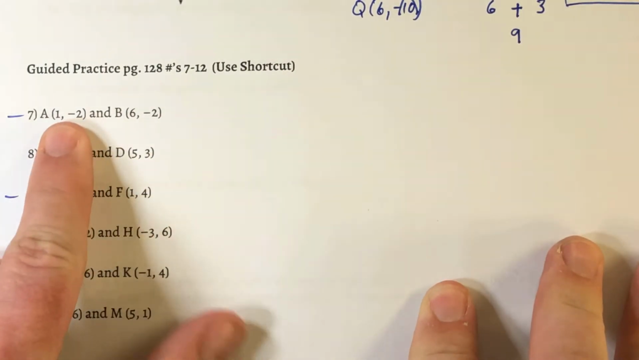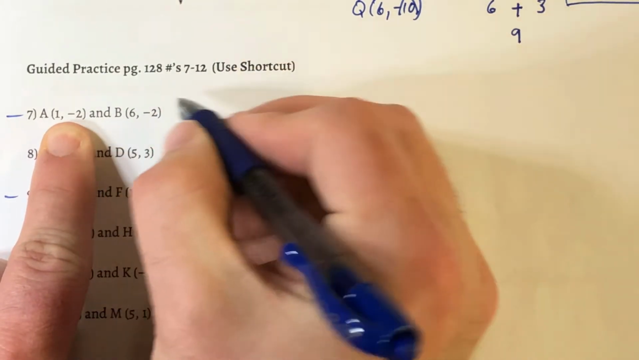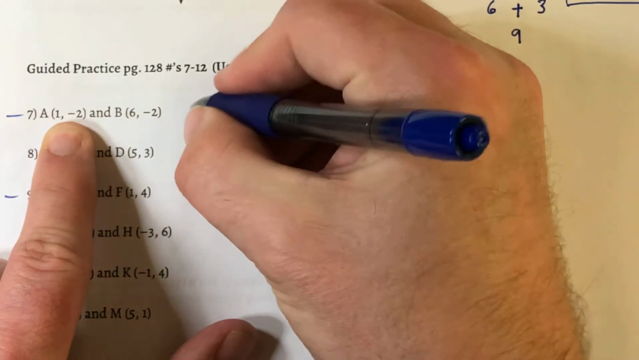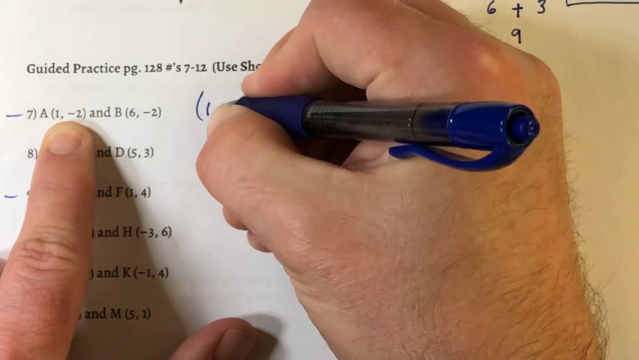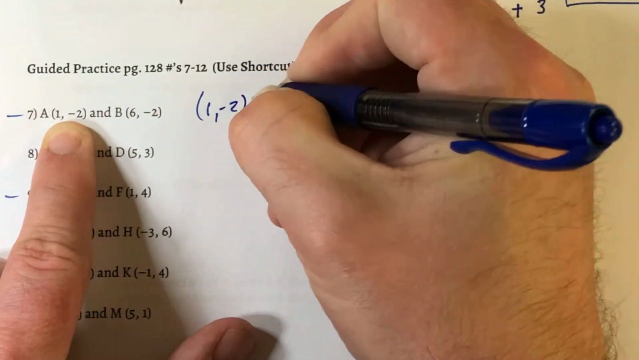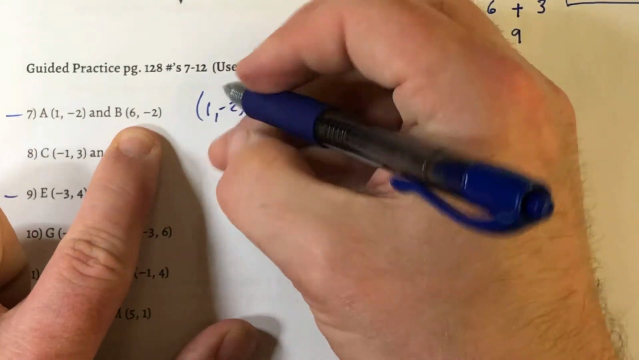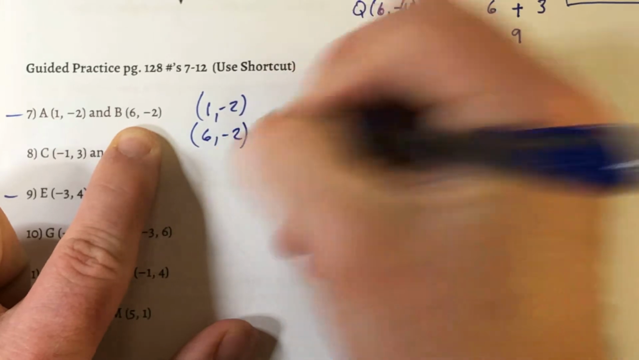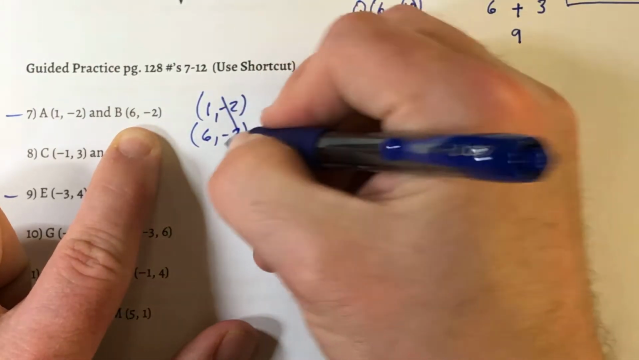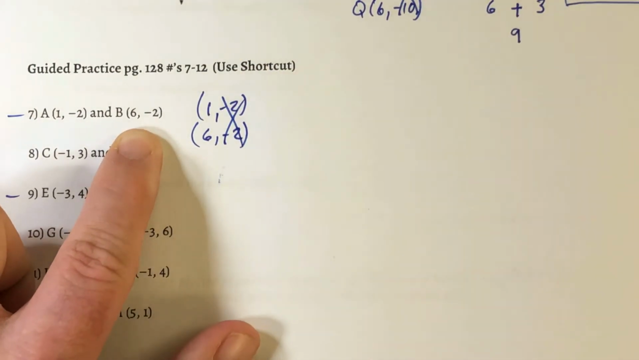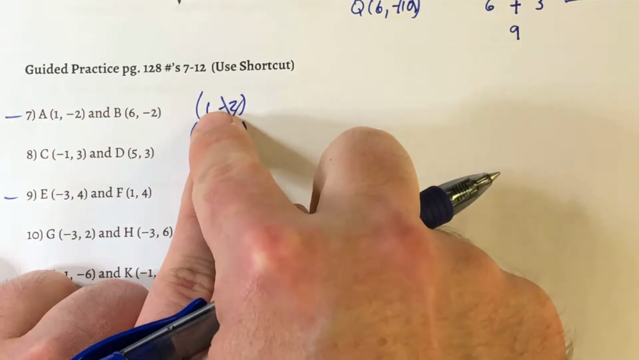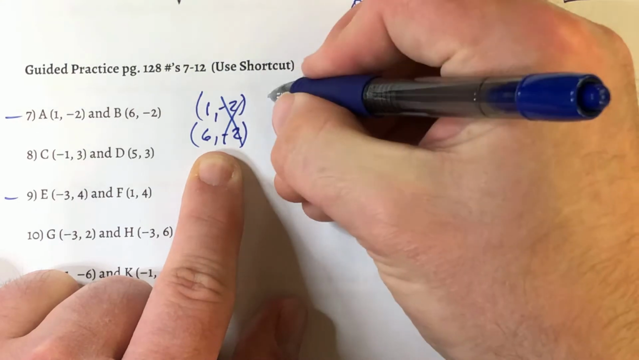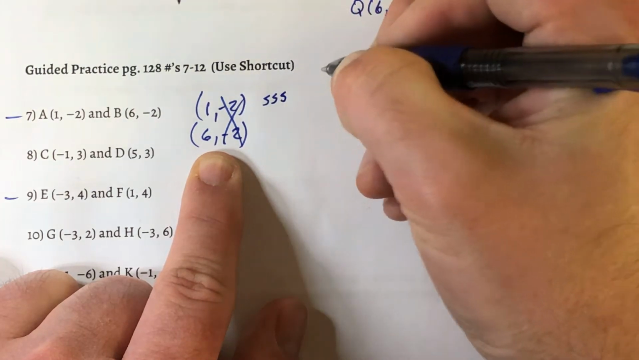So first example, 7. We want to find the length of line AB. First, I'm just going to stack them on top of each other so I can quickly identify what's the same and what's not. So A is at 1, negative 2. B is at 6, negative 2. Which ones are not identical? The 1 and the 6. Do they have the same sign or different sign? They have the same signs. They're both positive. So same signs, subtract.